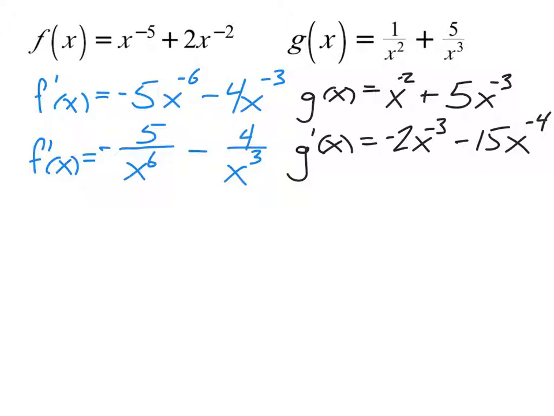Now in this problem, this actually is not going to be okay for my final answer, because in this problem I started without any negative exponents in there. I started with fractions. And so I need to put it back into that form with the fractions. So then g prime of x, it's still prime, because this is still representing the derivative, equals a negative 2 over x cubed, then the minus, and the 15 over x to the 4th.